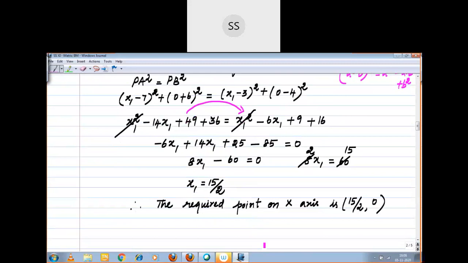Minus 6x1 plus 14x1. You shift this term to this side, so the minus will act as positive. Plus 25 minus 85 equal to 0. 8x1 minus 60 equal to 0. Then 8x1 equal to 60. 4 2s are 8, 4 15s are 60, x1 equal to 15 by 2. Therefore, the required point on the x-axis is 15 by 2, 0.